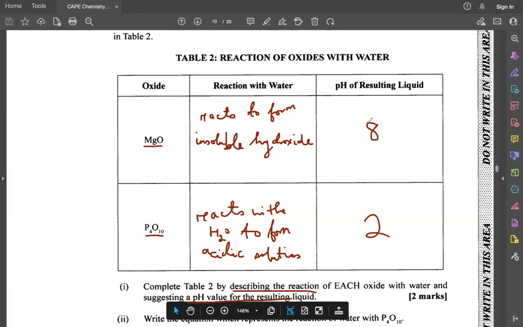And so in this first case, we're going to get a pH of 8. That's more on the basic side of things. And then we're going to have a 2 resulting from the P4O10 when that reacts with water. So it's on the more acidic side of things, right? So that's 2 marks. That should suffice. So let's clear this and move down.